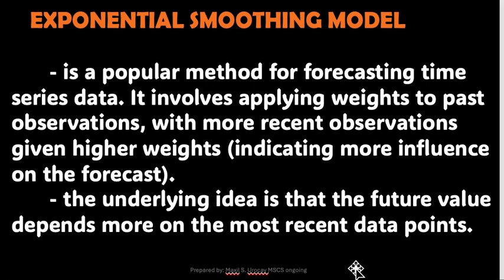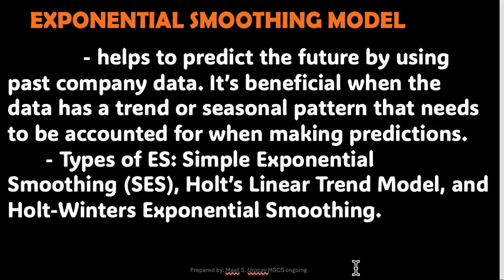Now, exponential smoothing can help to predict the future by using past company data, which is beneficial when the data has a trend or a seasonal pattern that needs to be accounted for when making a prediction. The types of exponential smoothing are simple exponential smoothing, Holt's linear trend model, and Holt-Winters exponential smoothing. By the way, an exponential smoothing model focuses on the seasonal and the trend.